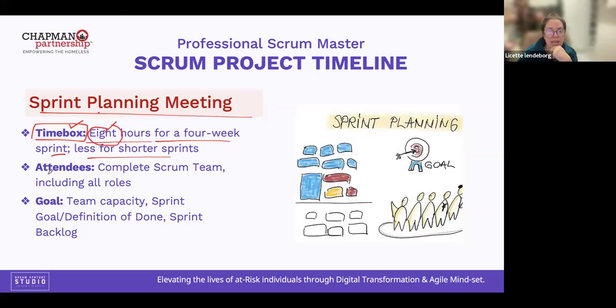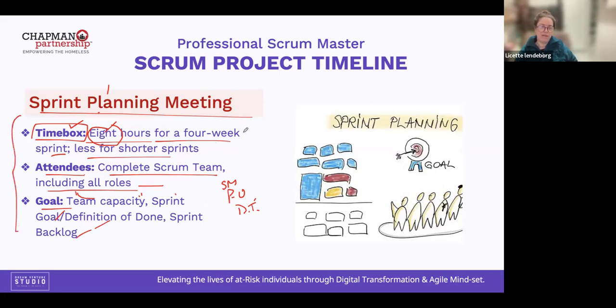Who's supposed to attend the sprint planning meeting? Thank you for asking. I'm listening, Jessica, I'm listening, Cindy. Complete Scrum team, including all roles. What are the roles? Scrum Master, product owner, and development team. What is the goal? It's to establish the team capacity, the sprint goal, the definition of done, and the sprint backlog. Oh, I love that. This is a really good summary for the sprint planning meeting.